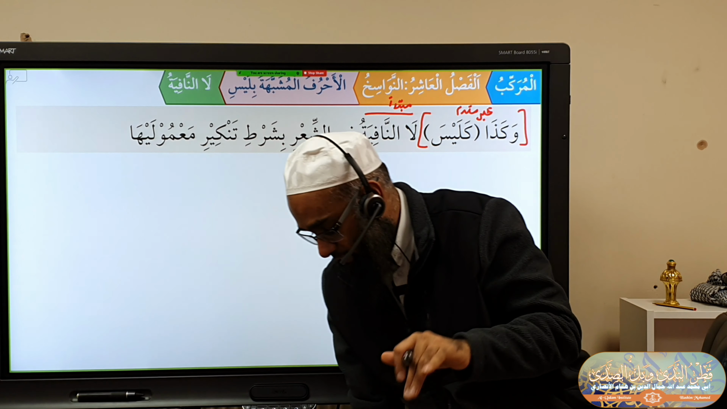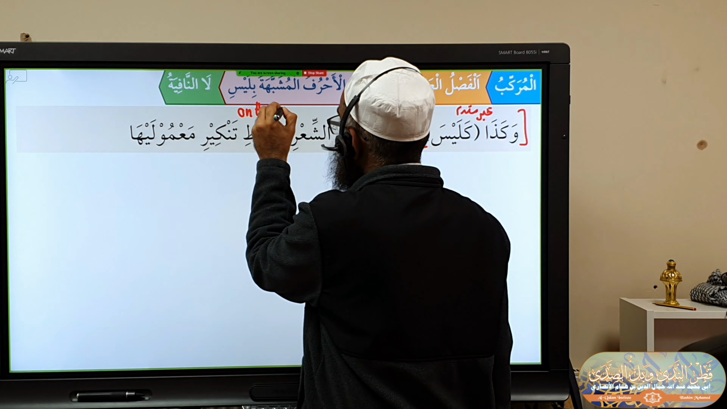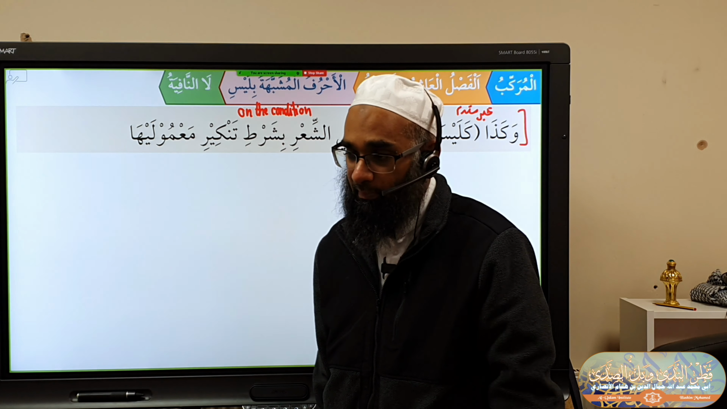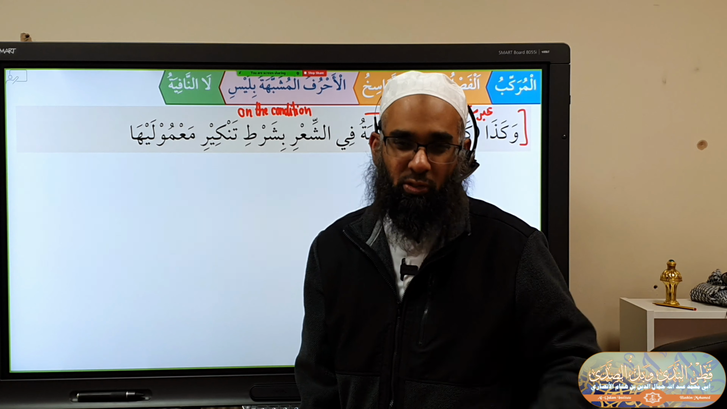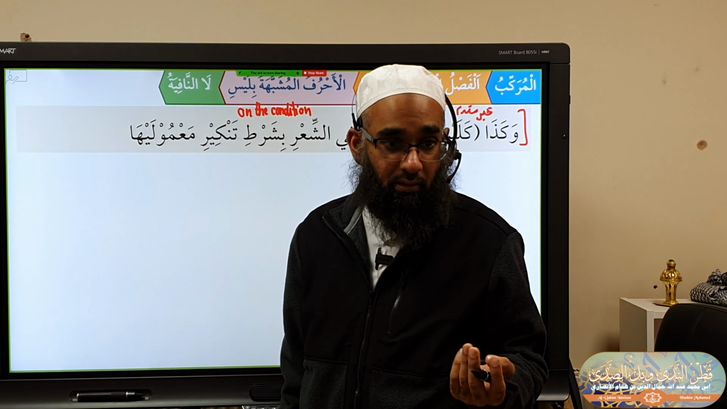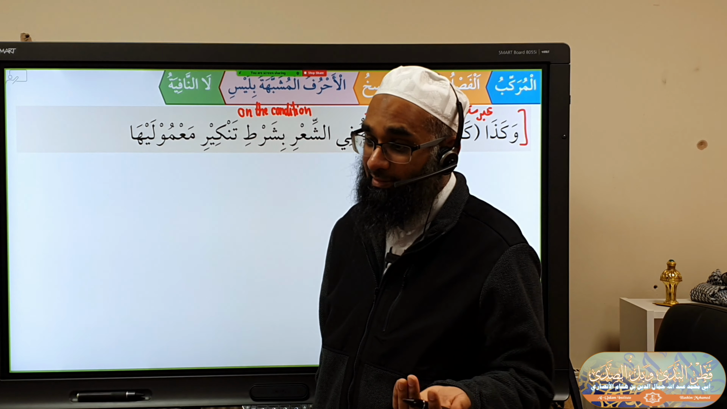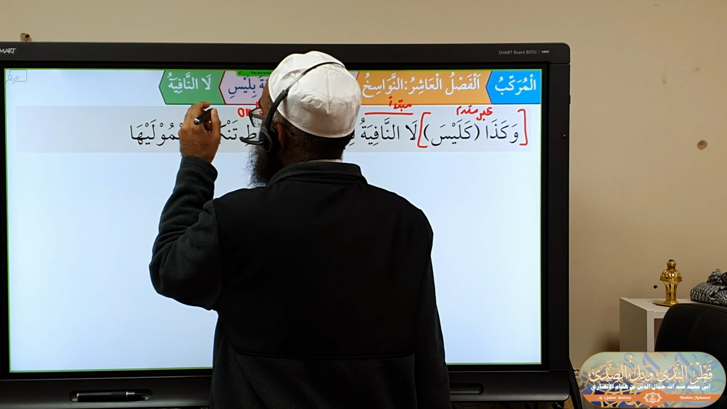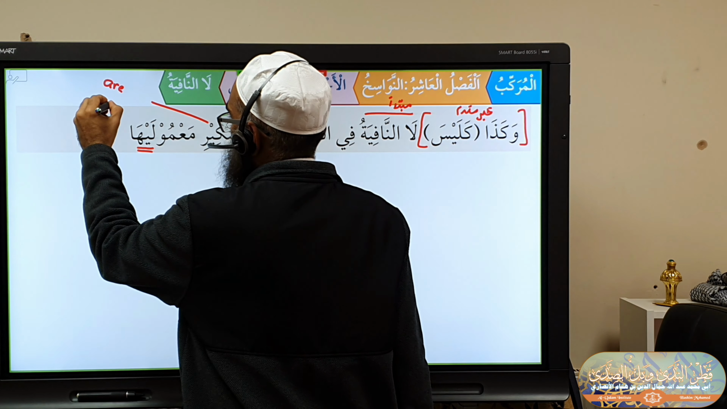So it has the same four conditions plus one more condition. Bisharti, on the condition of tankir. What does tankir mean? Opinion. That's Ibn Hisham's opinion, that in poetry only. Others say it can be used in none other than poetry as well. We just skipped Ibn Hisham's opinion. On the condition, tankir, what's tankir mean? Nun kafra. Nakira. Yeah, nakira ma'rifa. So ta'rif and tankir. Tankir, nakira. On the condition that both of its ma'mul are nakira.